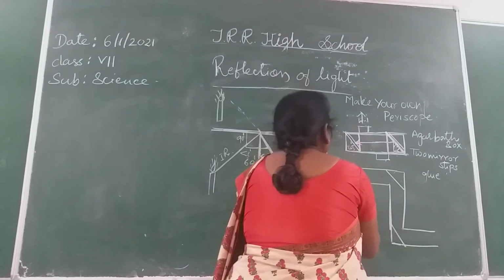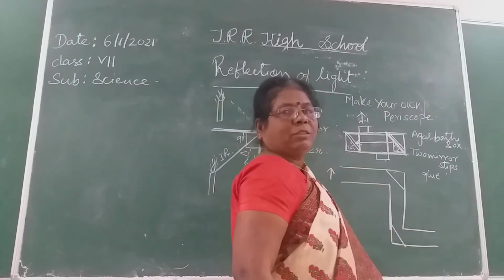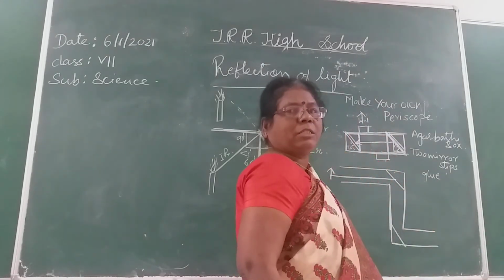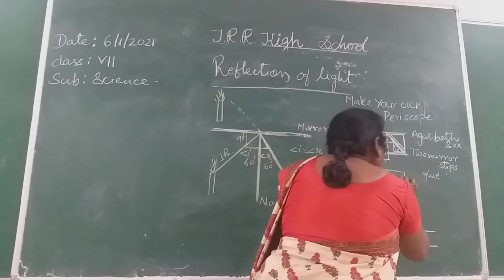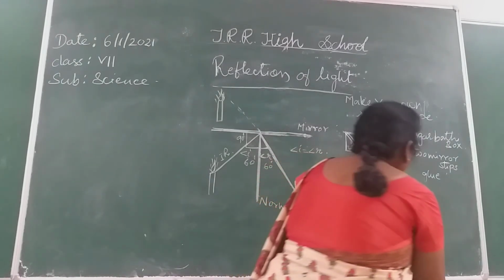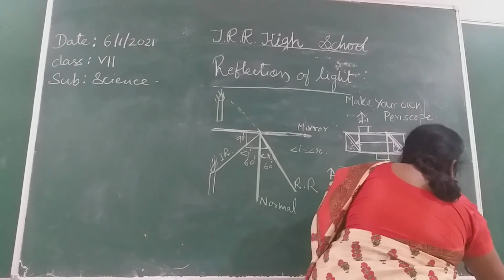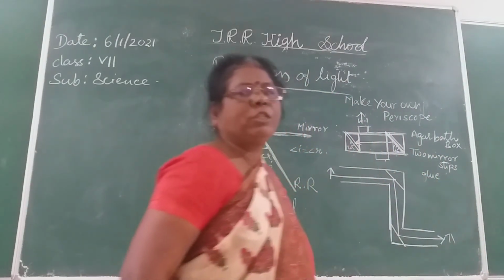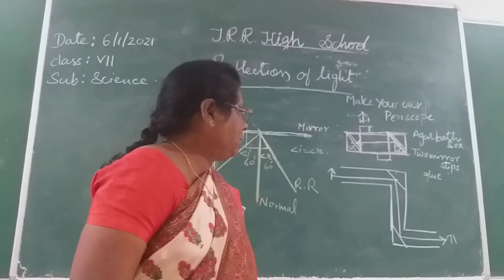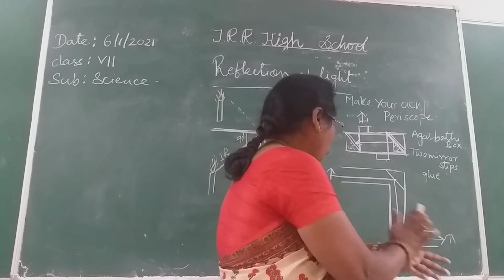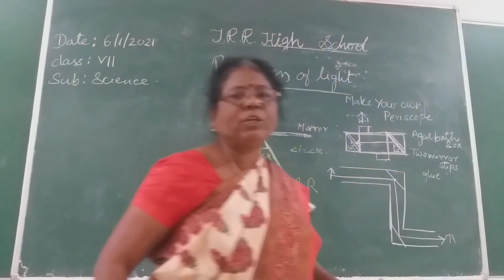Now here you are keeping the candle. The ray of light falling on this first mirror, that is the incident ray, is reflected to the second mirror, and after reflection it reaches your eyes and you are able to see the image of the object. This is another periscope. You can make this periscope or that periscope, but the second one is a little bit difficult to make.